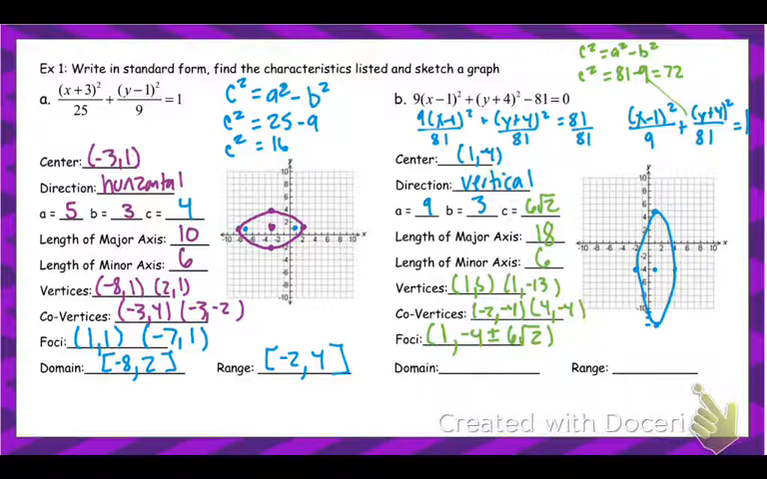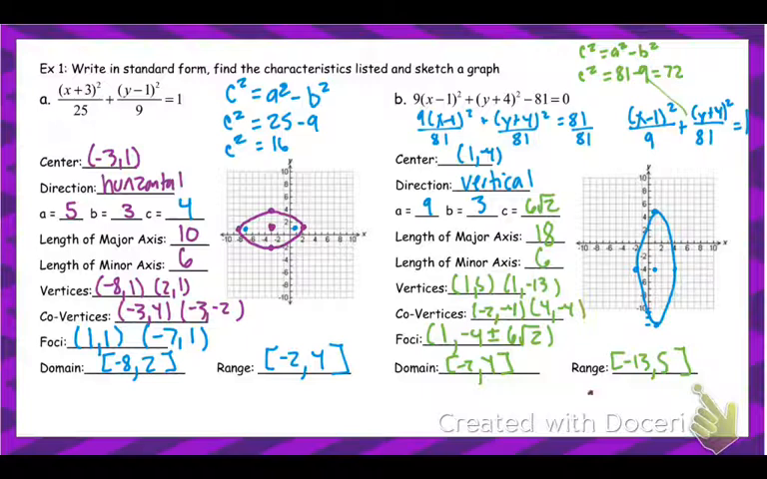All right, domain and range. Farthest left that this graph goes is negative 2 to 4. Bottom to top, negative 13 to 5. Now, if you wanted to graph the foci here, what you would need to do is determine where 6 root 2 is in relation to my center. Well, I don't know exactly the value of 6 root 2.